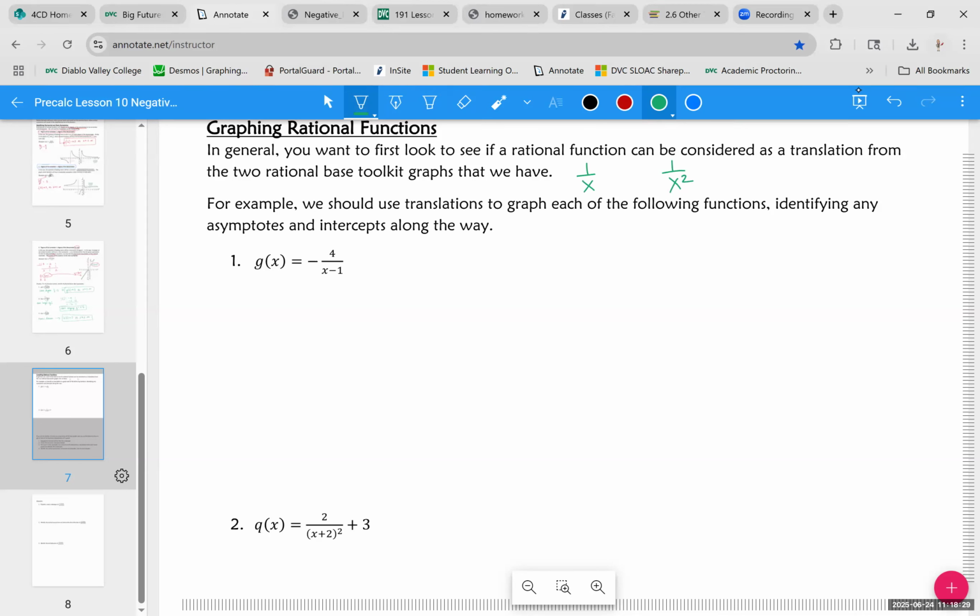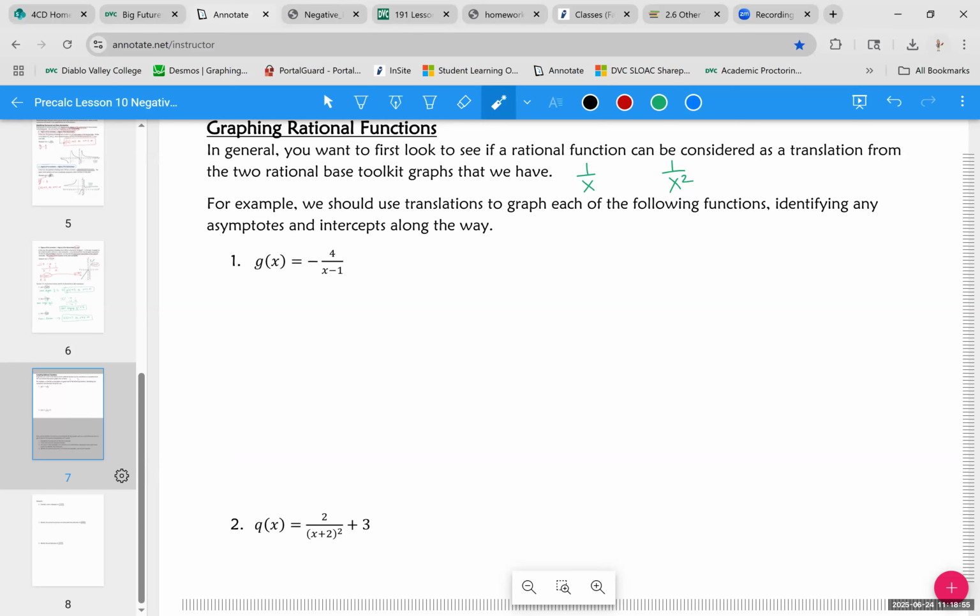So when I am going to ask you to graph a rational function in this class, actually graph the whole thing, it's going to be a translation of one of those functions, okay? These are sometimes a little bit tougher to translate, especially if they have like the 4 in there or the 2. So let's just go through a couple and talk about how to do that.